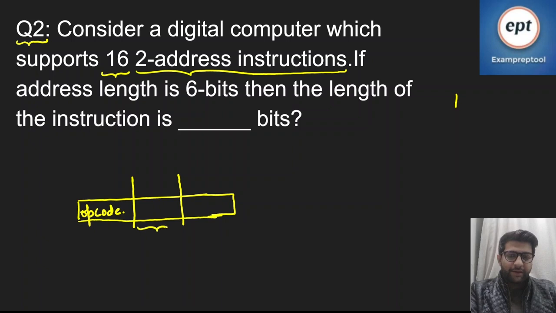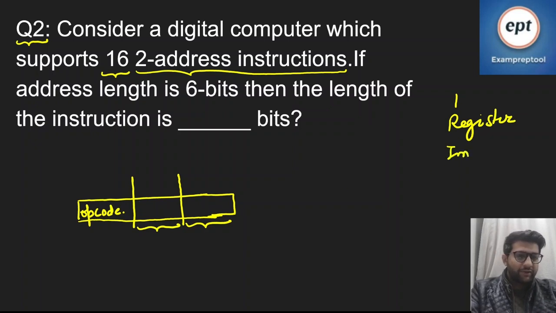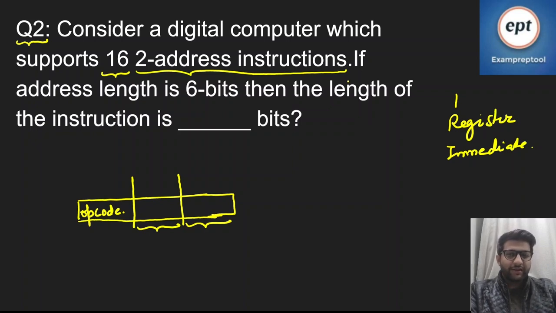These fields can be information about a register. If it is following register-based addressing mode, the register number will be present here, right? And if it is following immediate addressing mode, the exact operand value will be present here, right? These are information about the operand. It says the address length is 6 bits, so these are addresses, and they are of 6 bits, right?